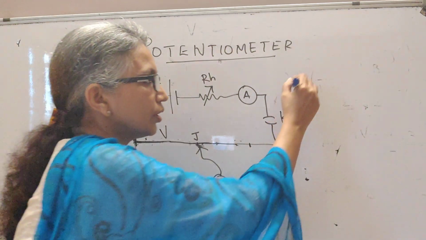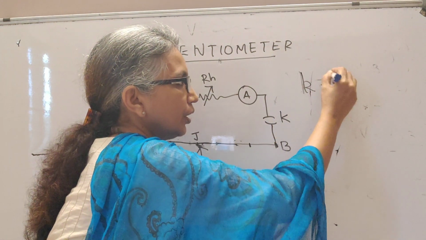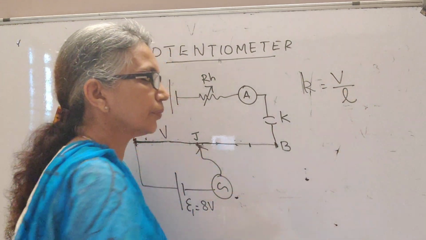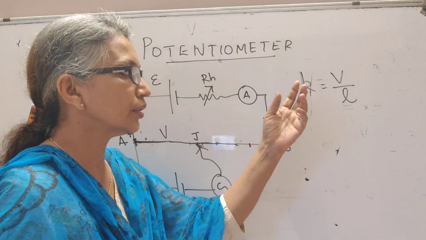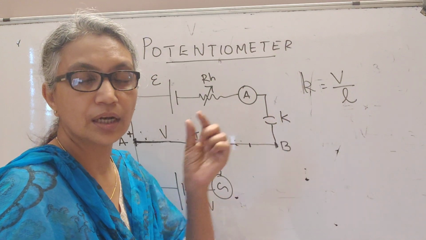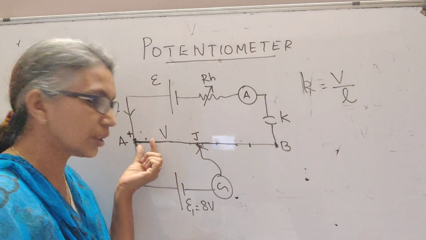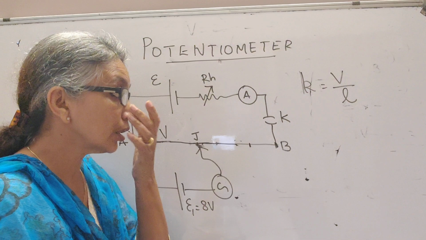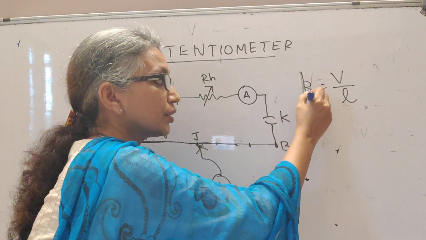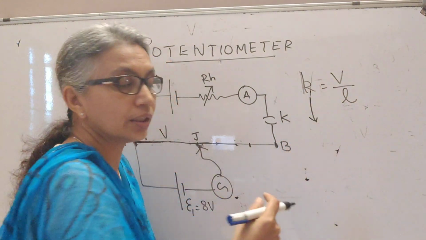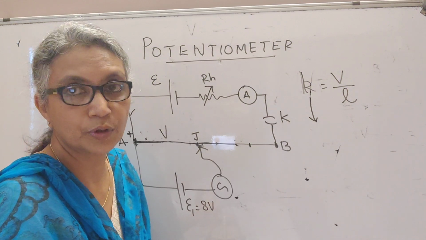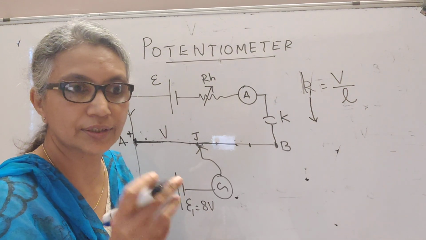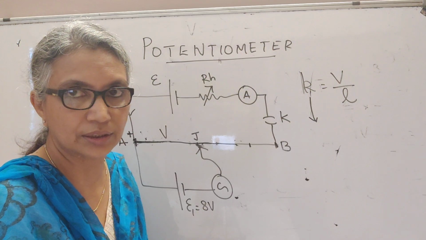Okay. Then how do you determine the sensitivity of your potentiometer? Sensitivity would mean, see, you know this K is equal to V by L. So it means that it is a potential gradient. That means how much potential difference across unit length of wire. Now, if I get smaller values of K, then naturally your potentiometer is more sensitive. It is able to give you more accurate readings.